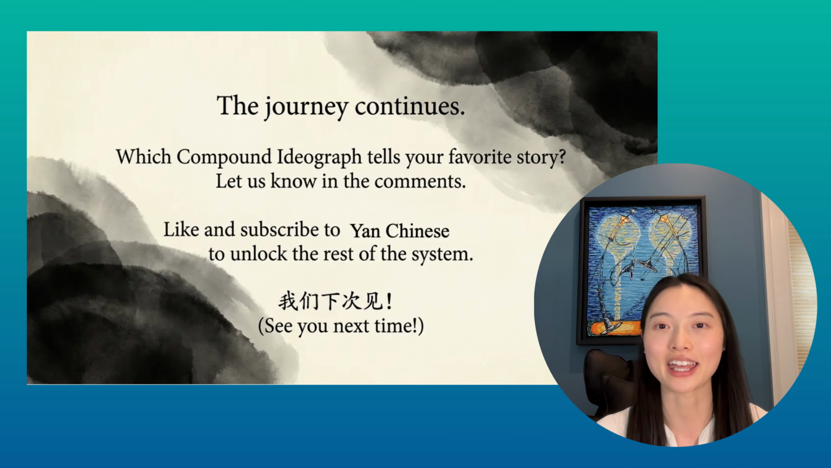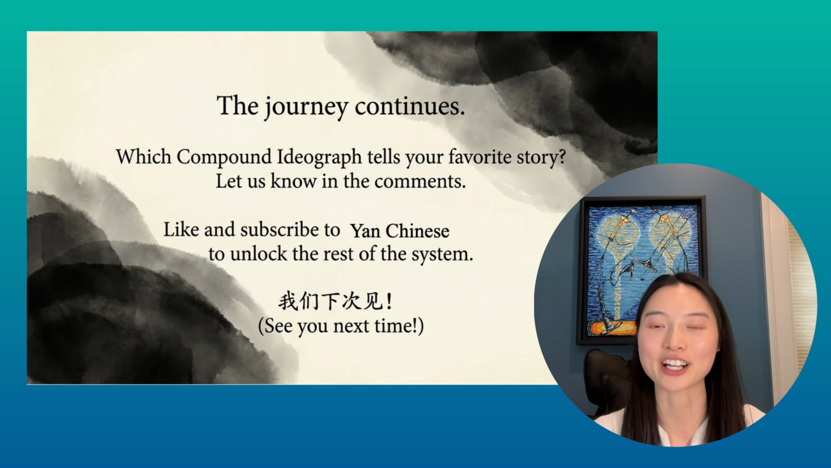That's it for today. You have learned 4 指示字 and 6 会意字. And more importantly, you have seen how Chinese characters encode meaning visually. Using logic, you can actually follow.